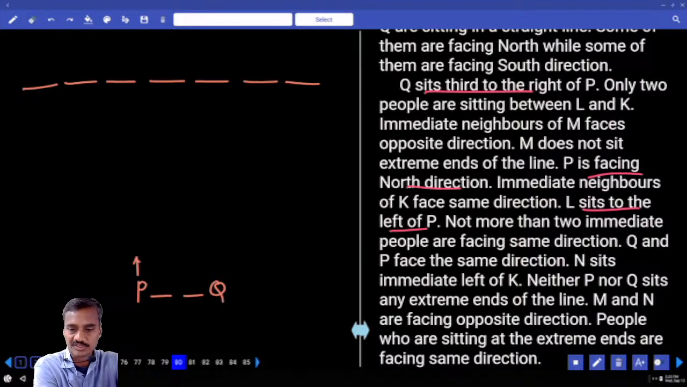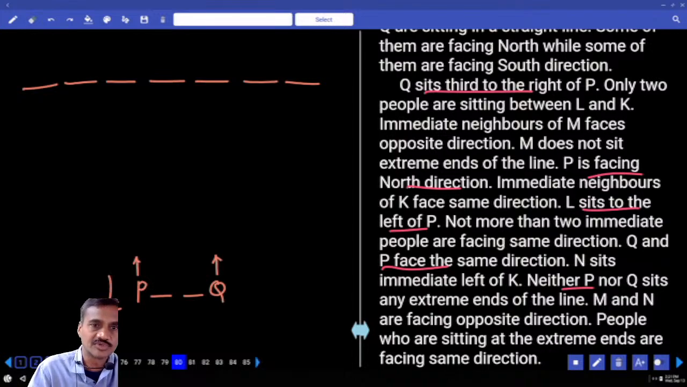Now Q is here, then neither Q nor P sits at the extreme ends of the line. And Q and P are facing the same direction. Both persons are facing towards north. Now these two persons are not at the corners. And at the same time, L sits to the immediate left of P, L is here. Are you getting this one or not? And where can we start from here? Now is L to the left of P or immediate left of P?